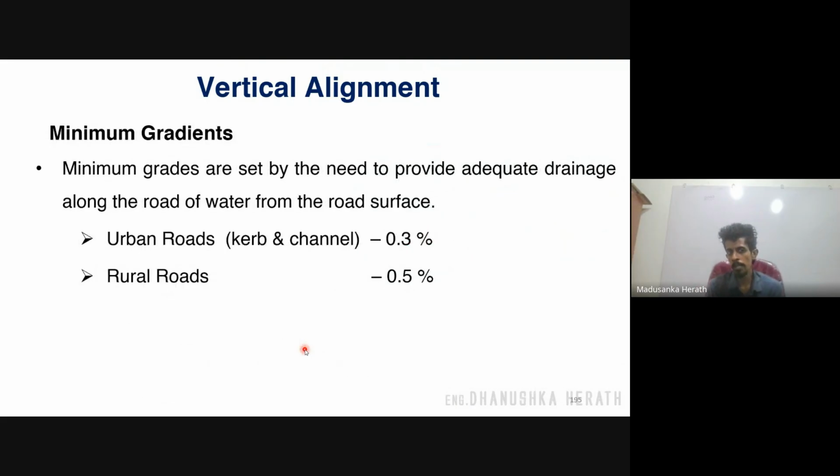Right, then there is a minimum gradient also. We are not constructing roads perfectly straight because of the drainage problem. Therefore we have to provide at least a small gradient. So the minimum gradient is 0.3% for urban roads and 0.5% for rural roads. ඒ කියන්නේ පාරක් කෙලින් වගේ වුනත් කෙලින් නැහැ, පොඩි gradient එකක් හරි පාරක තියෙන්න ඕන.